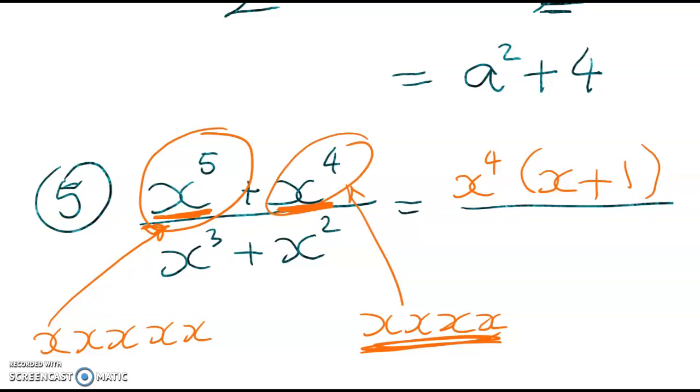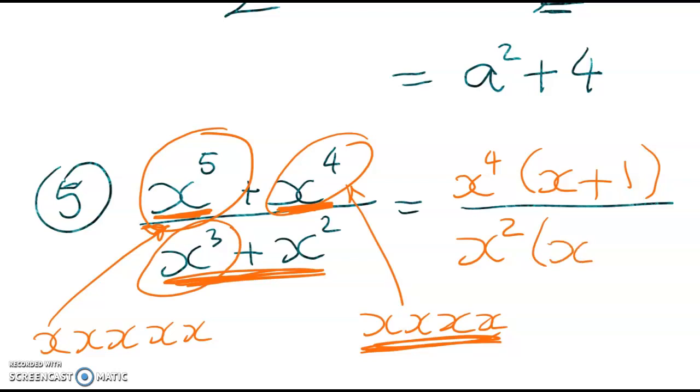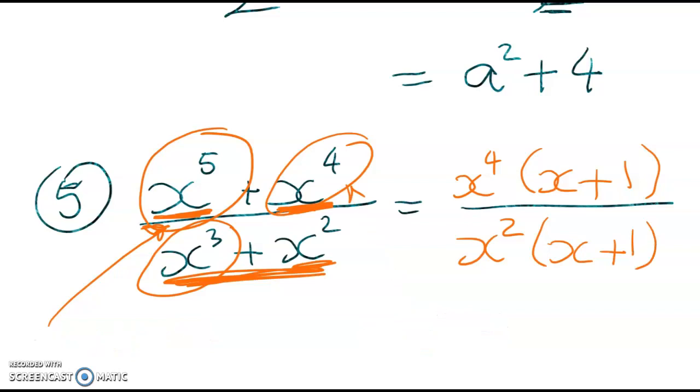We do something similar in the denominator. So the highest common factor here will be x squared. X squared times what will give me x cubed? It'll be x. And in here, x squared times what gives me x squared? Plus 1. I'm just going to clean this up a bit so I can do the next step.